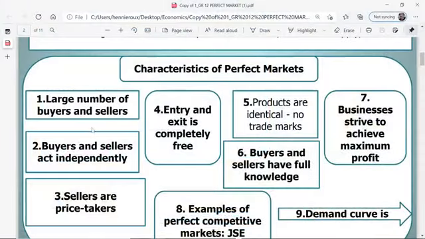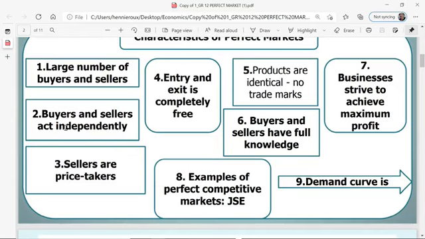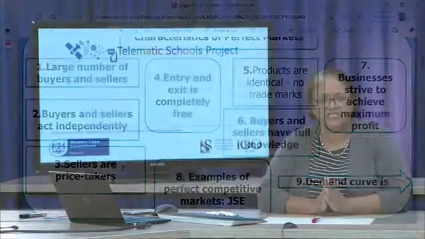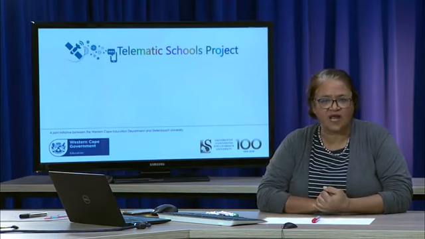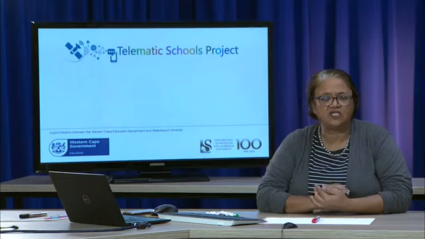Number 2, the buyers and sellers act independently, meaning they are not concerned with what the other one is doing. They work on their own. They are independent. Number 3, the sellers are price takers. And this is a concept we're going to look at in a bit more detail later on. But when we say they are price takers, it means the seller does not set the price for the product, right? The price, as we saw in the introduction, is set by demand and supply.